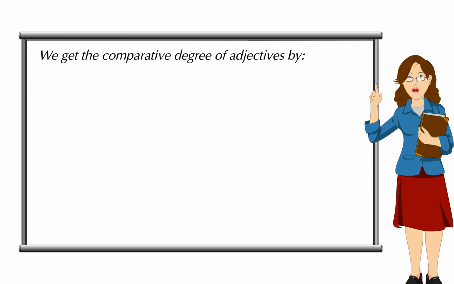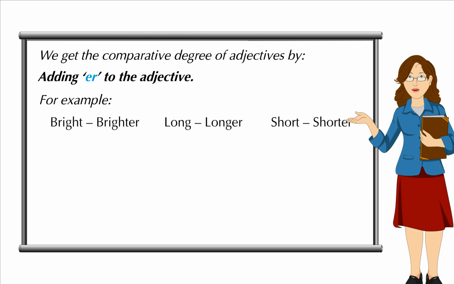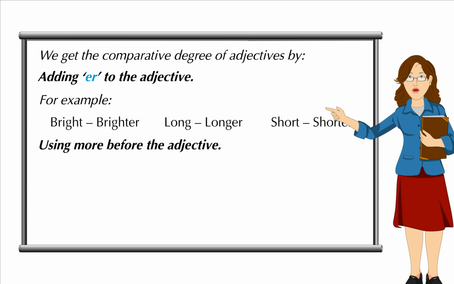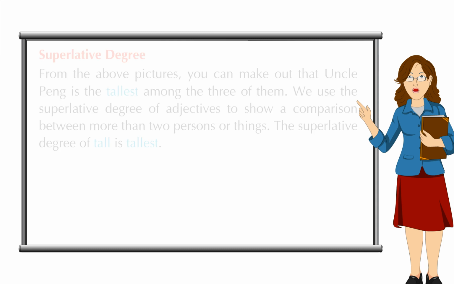We get the comparative degree of adjectives by adding er to the adjective. For example, bright, brighter, long, longer, short, shorter. Or by using more before the adjective. For example, beautiful, more beautiful, handsome, more handsome.